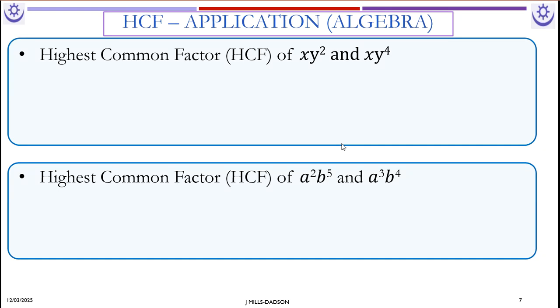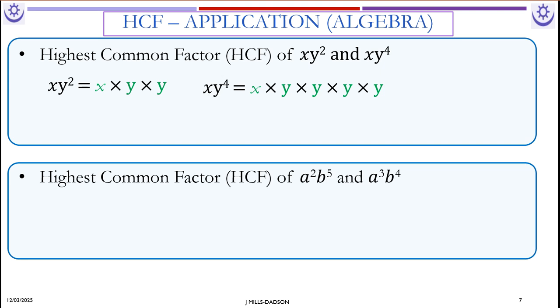Now let's look at how we find the highest common factor of letters in algebra. For example, we're supposed to work out the highest common factor of xy squared and xy to the power 4. The first thing you need to do is try to write the index or the term in the long format. So xy squared actually means x times y times y. Then do the same for xy to the power 4. That is x times y times y times y times y.